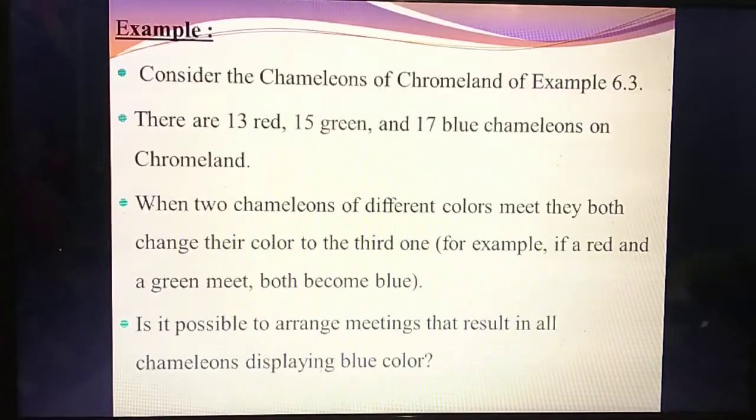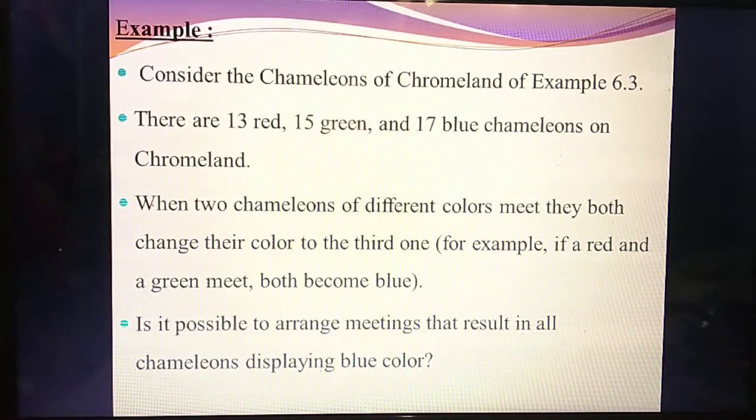Okay. Today also we are going to study one or two examples for invariant problems. Next we are going to study about recursion. Understand? So listen. The first problem is the Chamberlains of Cromland problem.